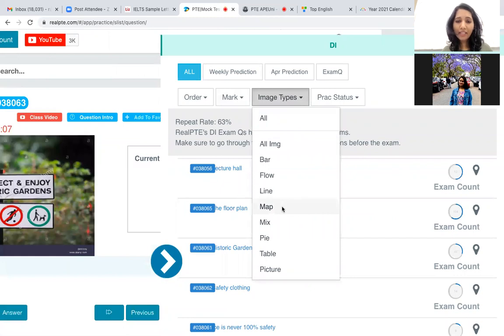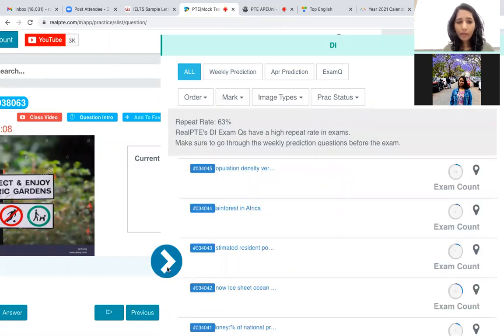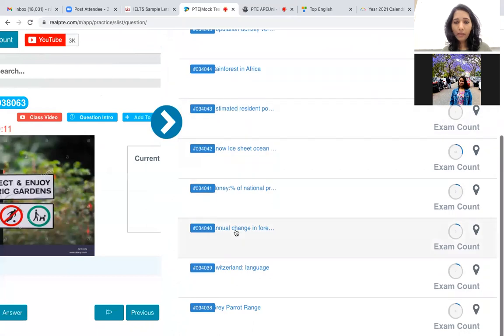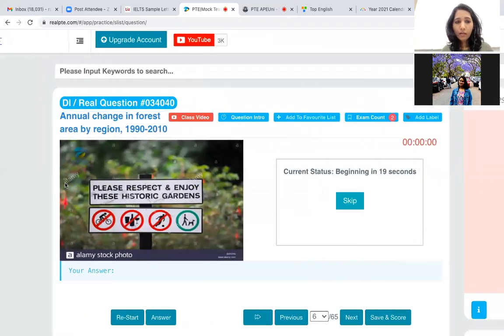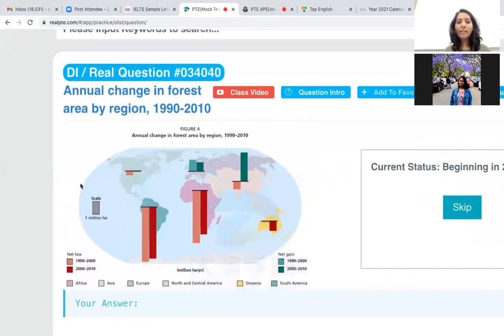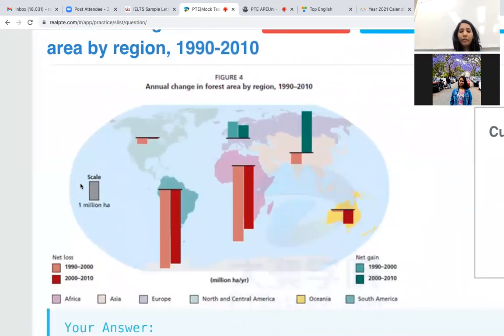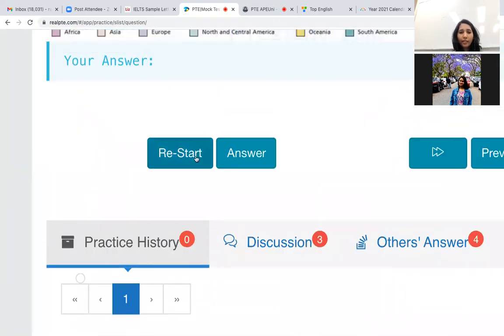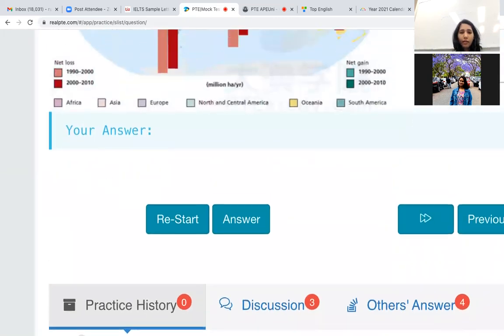Maps are a little bit difficult. So students find maps and random images to be difficult. So I'll restart it. The preparation time starts now.